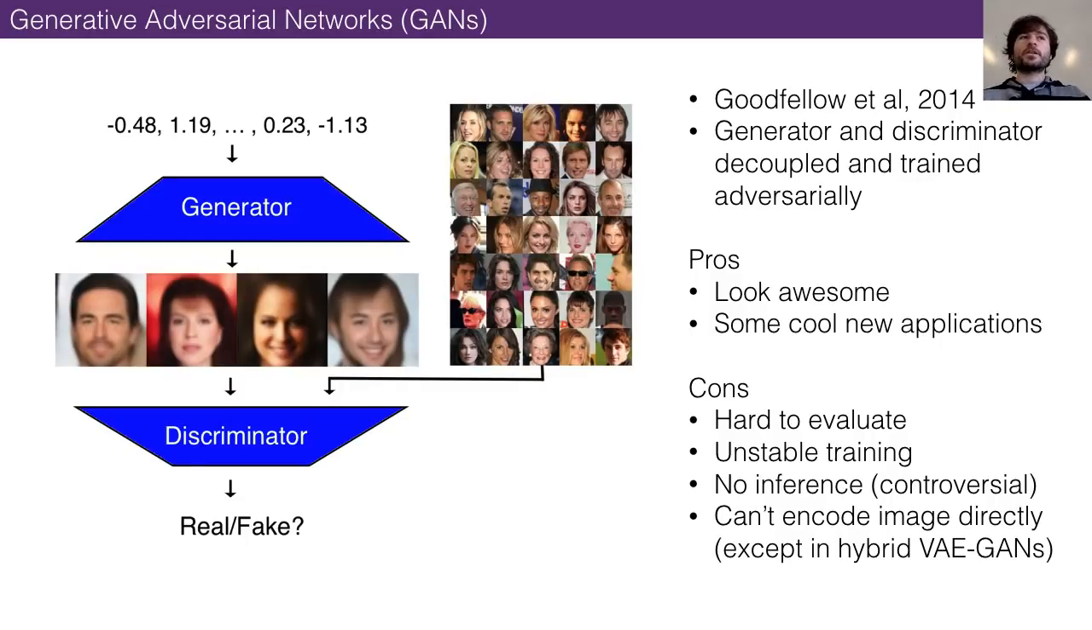These two networks are trained adversarially to each other, which is a really strange, relatively new concept, this idea of adversarial training within neural networks. It's a little bit of a hack. It makes a lot of things difficult for a machine learning scientist to evaluate properly. And so there's lots of controversy over whether these are a dead end or not. But for us, we're really excited about them because they make amazing images.